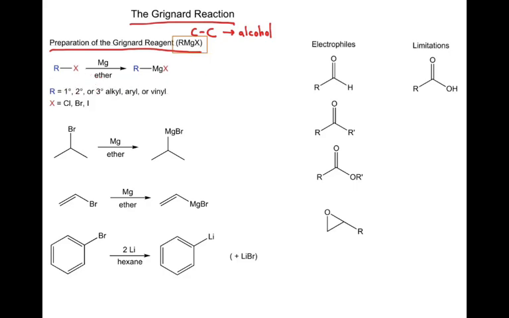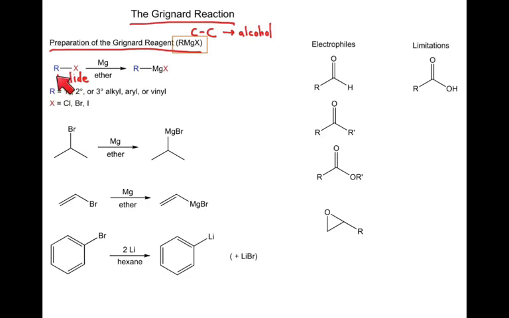We start with an alkyl halide, so we're going to start with some alkyl halide, and here we have our R group and our X group. When an alkyl halide is treated with magnesium, normally in ether, you get out your Grignard reagent. There it is. There's a bond from a carbon to a magnesium to a halogen.